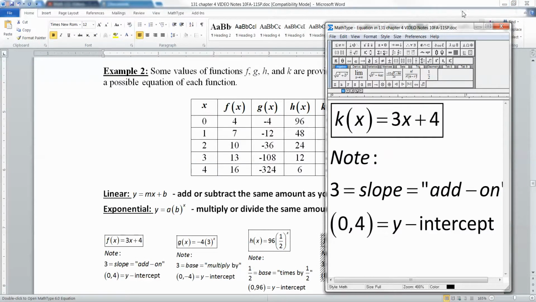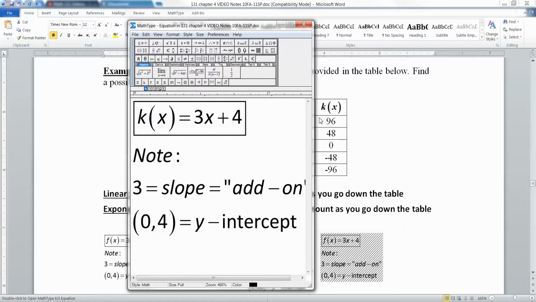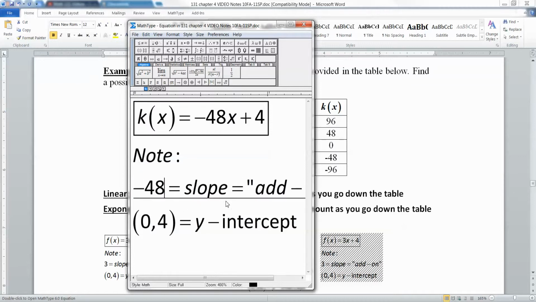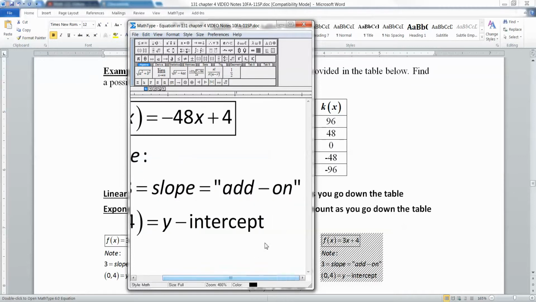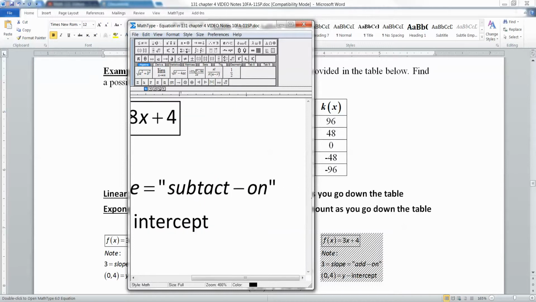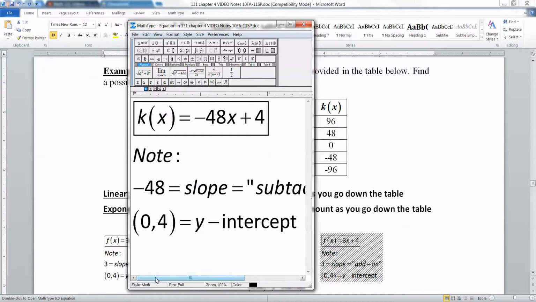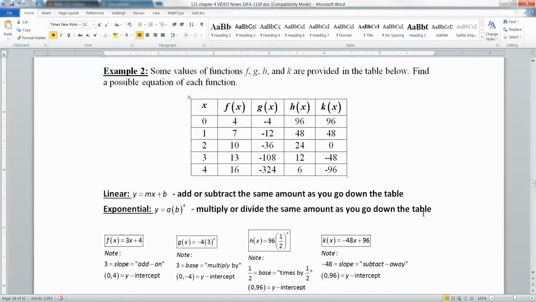All right, let's see here. For k of x, we are subtracting the same amount every time, right? So you take 96, take away 48, take away 48, and so on. So your slope is -48, right? It's a slope because it's what you're adding on or subtracting away. In this case, subtract. What you're subtracting away is 48, and your intercept was 96 again, so that means your b number has to be 96. There we go. And there we have it.